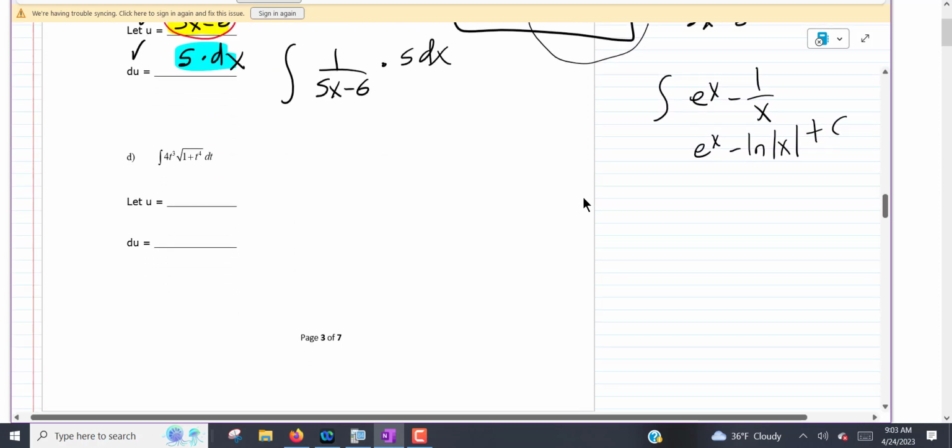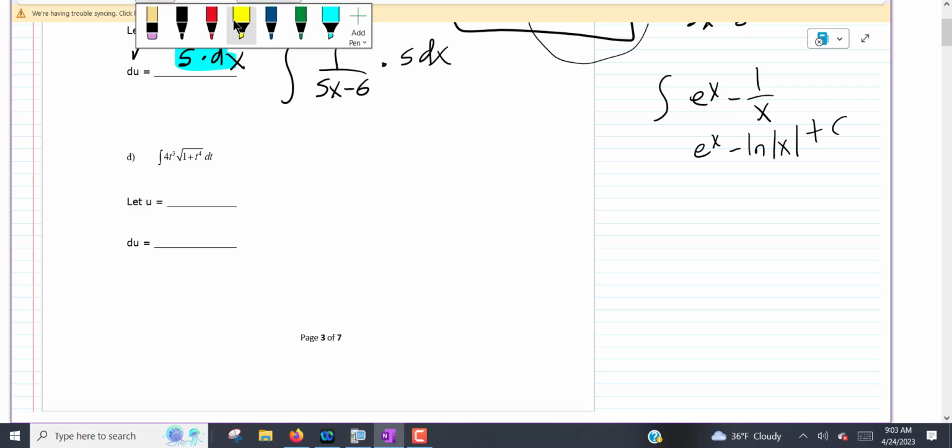Okay, all right, let's look at the next one. Any thoughts about what you think u should be? And remember, when you take the derivative of u, that should pop up in the integral.